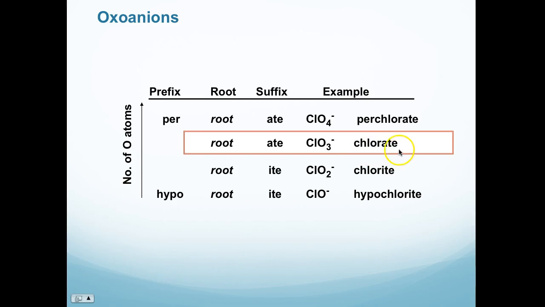For chlorate, I have 3 oxygens, and when I think of per, I think of hyper, or more. So for perchlorate, I always have 1 more oxygen, so I have ClO4 instead. Then ite is always going to be 1 less oxygen, and hypo means less, so I'll have 1 less oxygen than the ite. That's the way I always organize it.